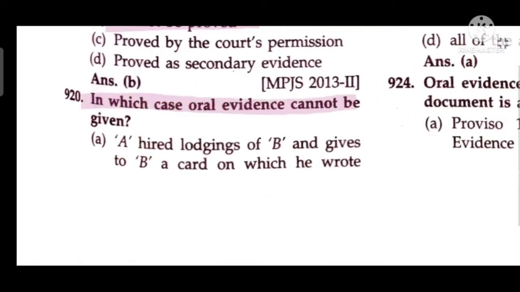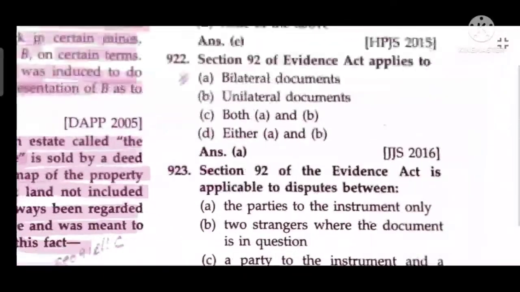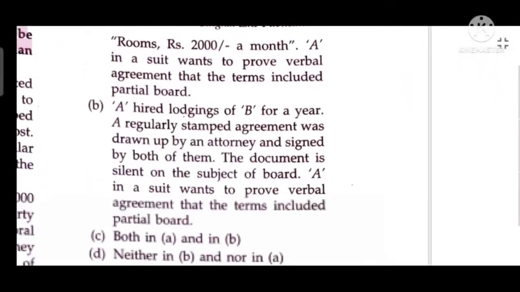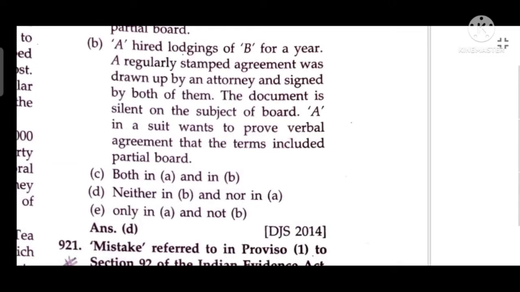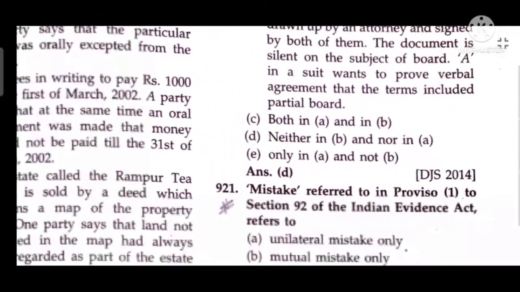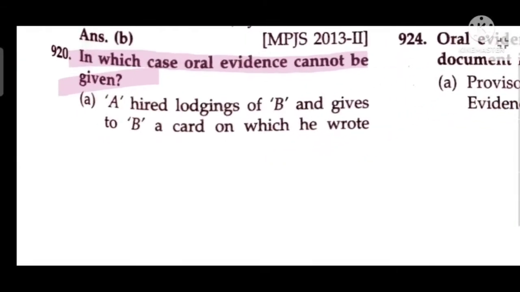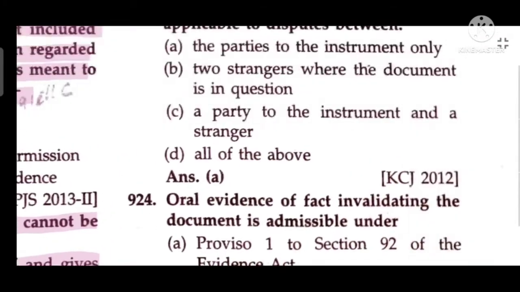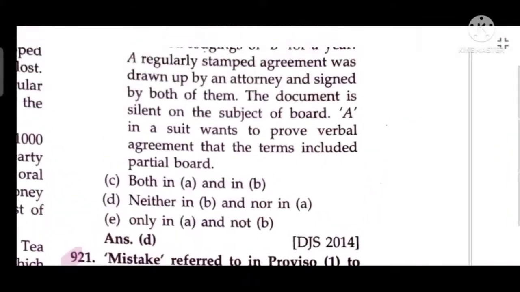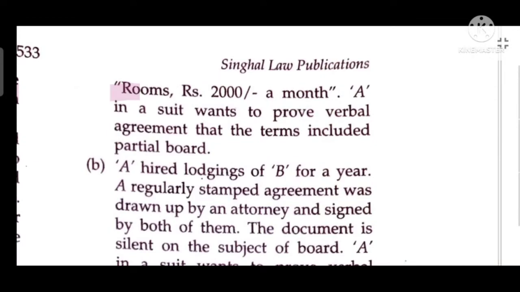In which of the cases can oral evidence not be given? A hired lodging of B and gave B a card on which he wrote: room rupees 2000 a month. A, in a suit, wanted to prove a verbal agreement that the term included partial board.